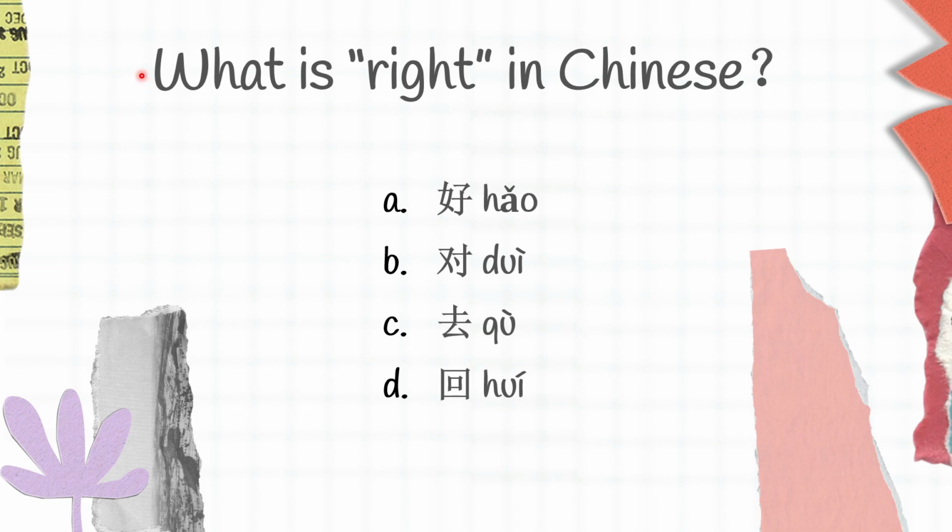Moving on to the next question. What is right in Chinese? So we have A, 好, B, 对, C, 去, and D, 回. So which one do you think is the right answer? So 好 is good, 对 is right, 去 is go, and 回 is return. So right in Chinese is B, 对.